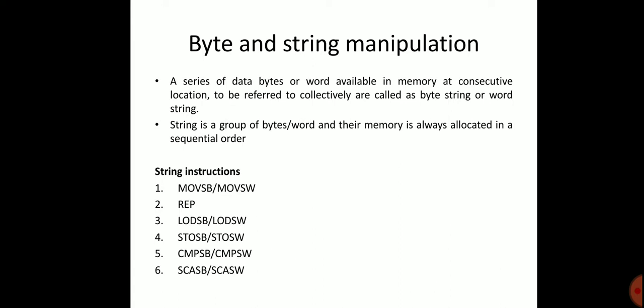So what are byte and string manipulations? A series of data bytes or words available in memory at consecutive locations, to be referred to collectively, is called a byte string or word string. A string is a group of bytes or words, and their memory is always allocated in sequential order. So the following categories of string instructions are there.